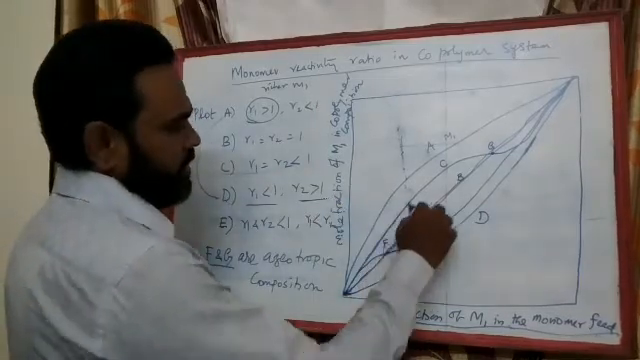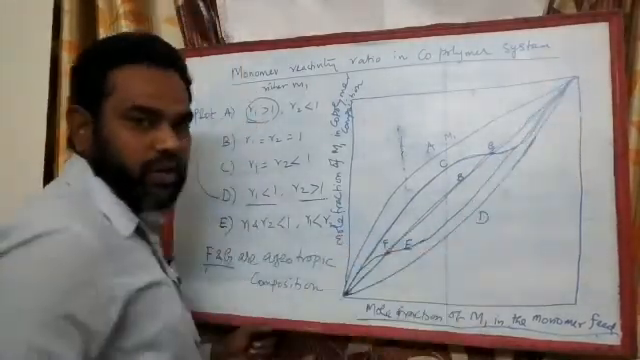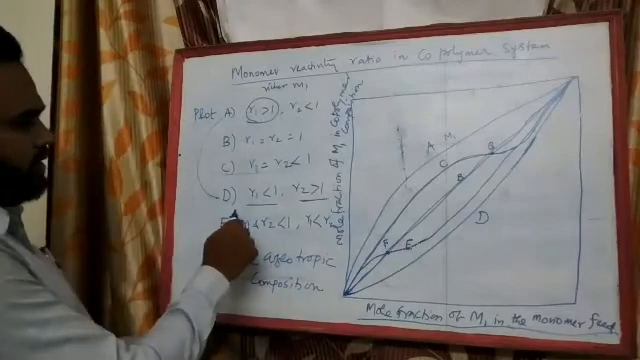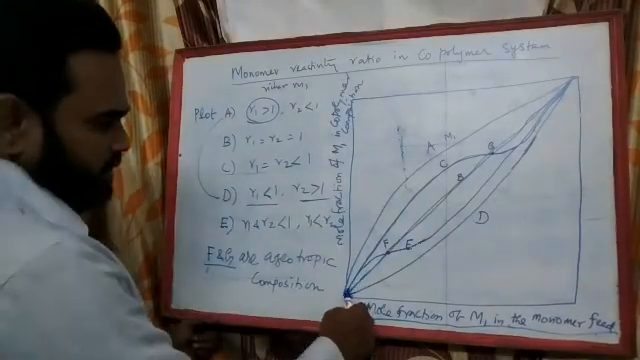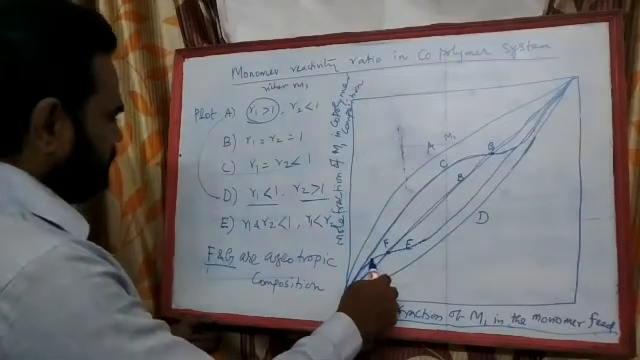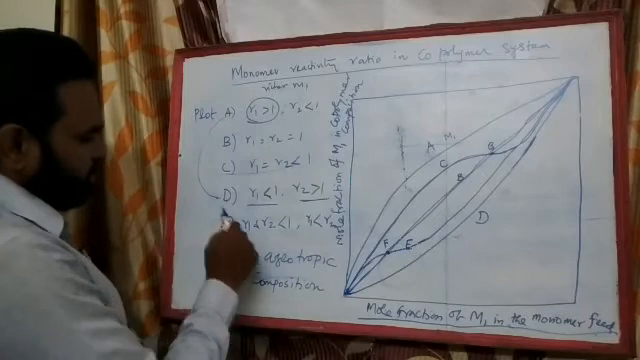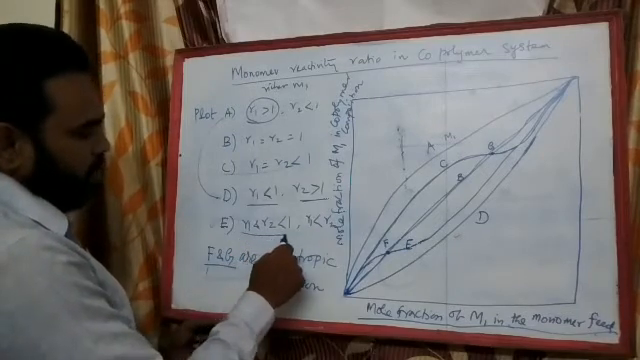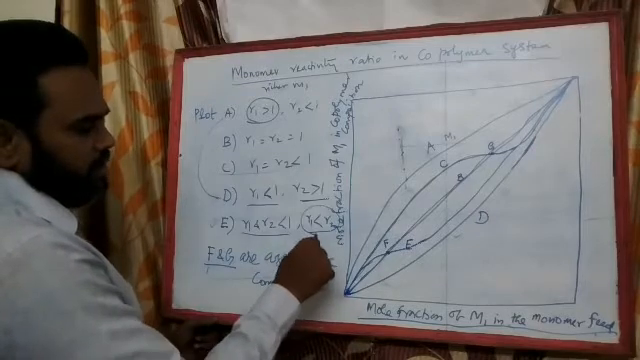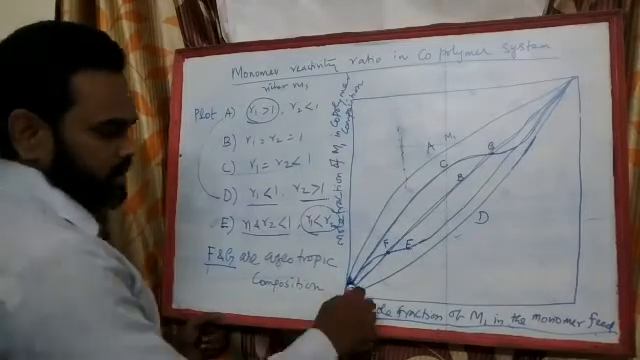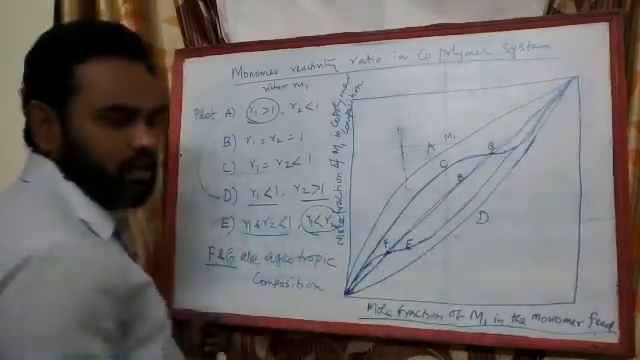In such a case, you will find a curve here, C. The curve goes here, then takes a bend and reaches here. And then D, where R1 is less than 1 and R2 is greater than 1. This we have already explained. Then system E, where R1 and R2 are both lesser than 1, and R1 is lesser than R2. In such a case, you have this kind of curve.